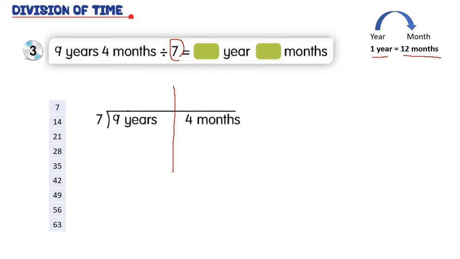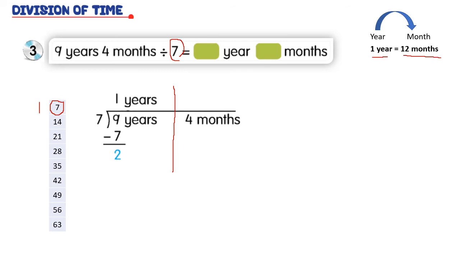9 divided by 7. In table 7, there is no 9, but the nearest is 7. It is 1. So you put 1 at the top and then subtract 7. Now 9 minus 7 is 2 years. So what is the relation between years and months?